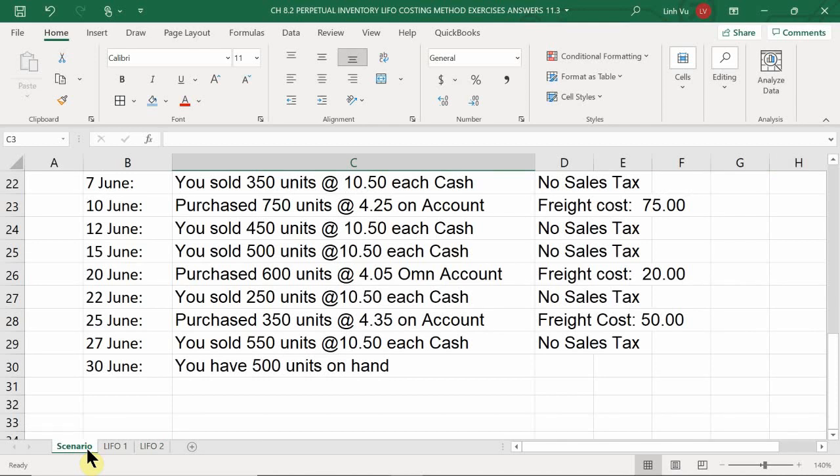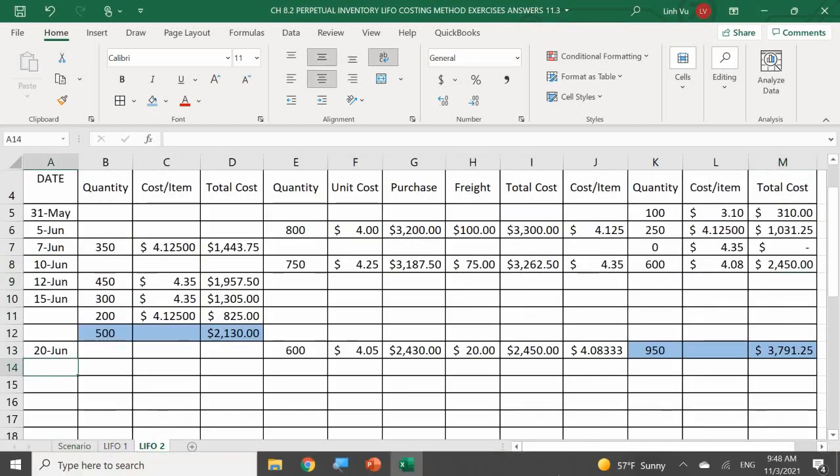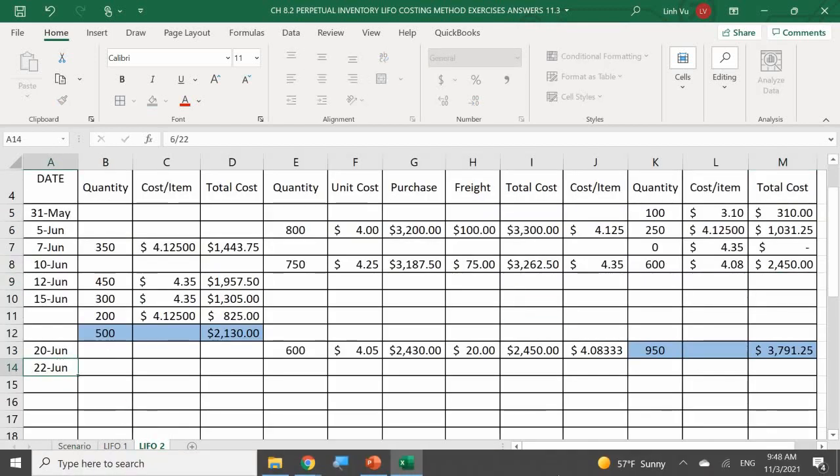Then on June 22nd, we end up selling 250 units at $10.50 each. So 250 units on June 22nd. Now in this case, which batch of inventory am I going to take out from?